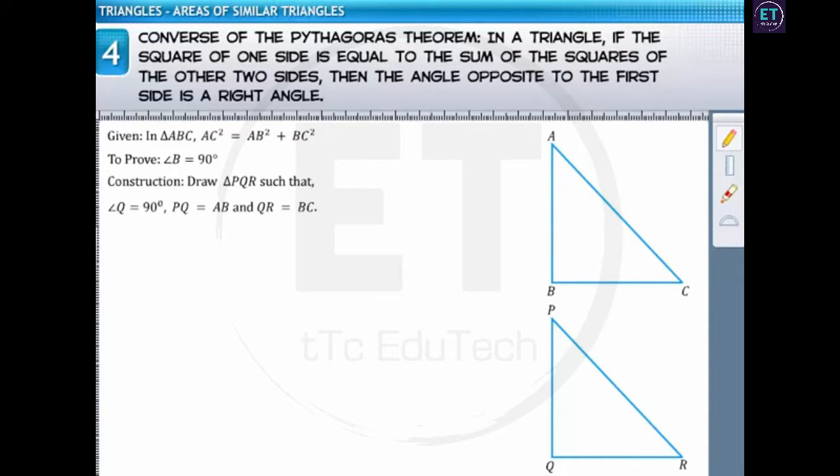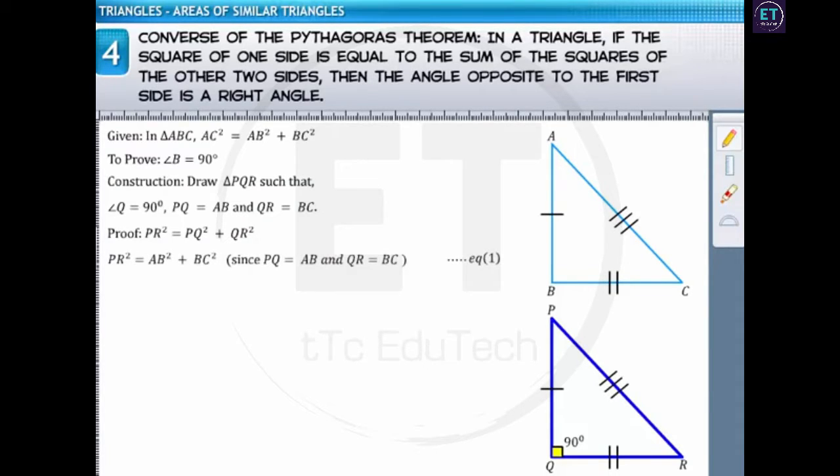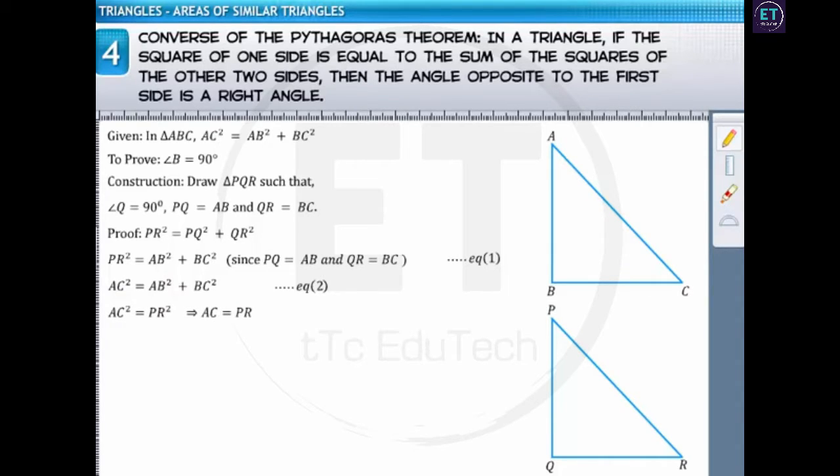By the Pythagoras theorem, in triangle PQR, PR square is equal to PQ square plus QR square. This is because angle Q is equal to 90 degrees. By construction, we know that the corresponding sides of triangles ABC and PQR are equal. Thus, PR square is also equal to AB square plus BC square. Let's assign this as observation 1. We know that AC square is equal to AB square plus BC square. Let's assign this as observation 2. From observations 1 and 2, we get AC is equal to PR. Let's assign this as observation 3.